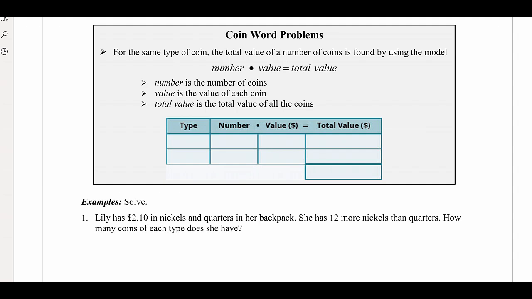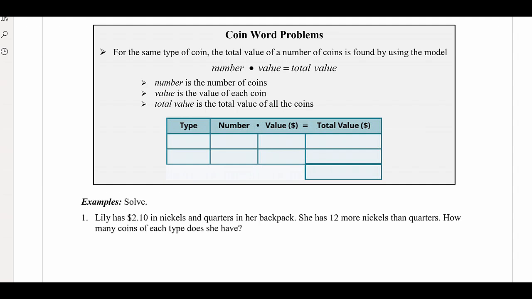In this video, we're going to work on some word problems that involve coins. We're asked to find how many coins of a couple of types of coins we have, given that we know some information about the value of the coins and the number of the coins. And so you may find a table helpful. So here's how we're going to do it.